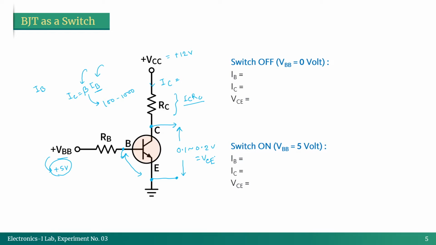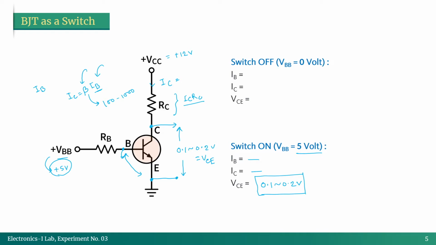There will be some current IC, there will be some current flowing through our RC, and our BJT is performing as on condition. Okay, so what will be the values for switch on condition when VBB is equal to 5 volt? Obviously, IB will have some value which you will find out in your lab implementation. IC should also be found out by you by measurement, and VCE should be around 0.1 to 0.2 volt. So you have to measure that also and verify. Okay, so that's everything about BJT as switch.